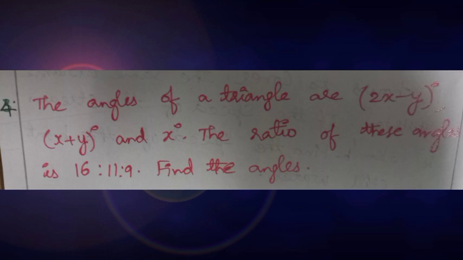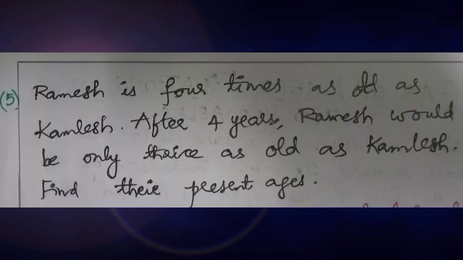Next, the fourth one: the angles of a triangle are 2x minus y degrees, x plus y degrees, and x degrees. The ratio of these angles is 16 is to 11 is to 9. Then find the angles. Sometimes with the given data, a triangle cannot be formed, so don't get confused. The sum of the three angles should be 180 degrees. If the data is not up to the mark, we can stop the problem and write the condition. Like this, the ratio is given and the three angles are given. With the given information, we have to determine the angles.